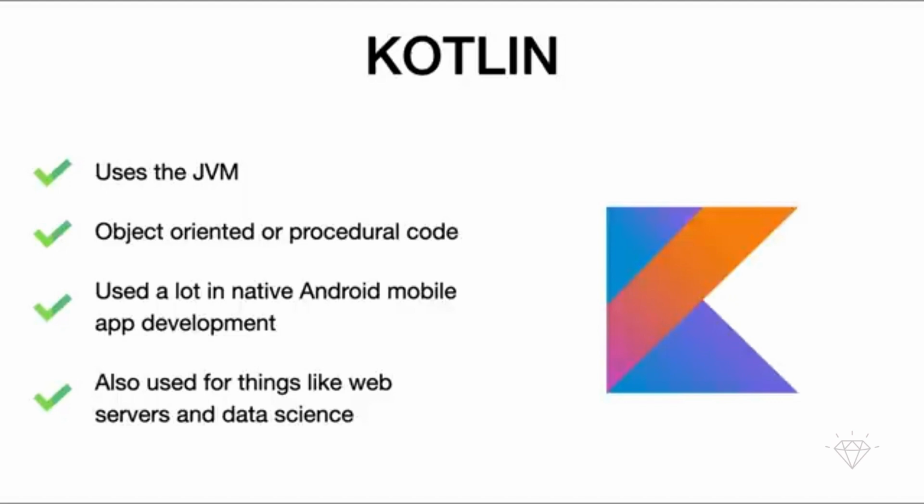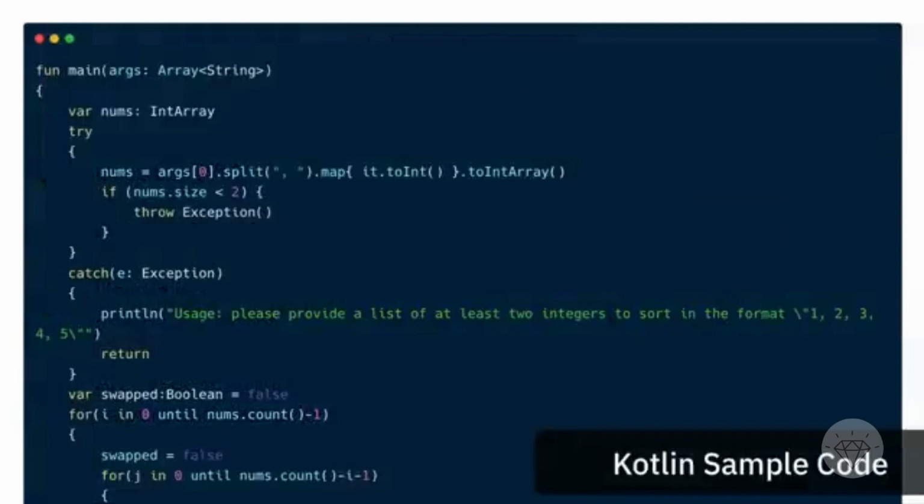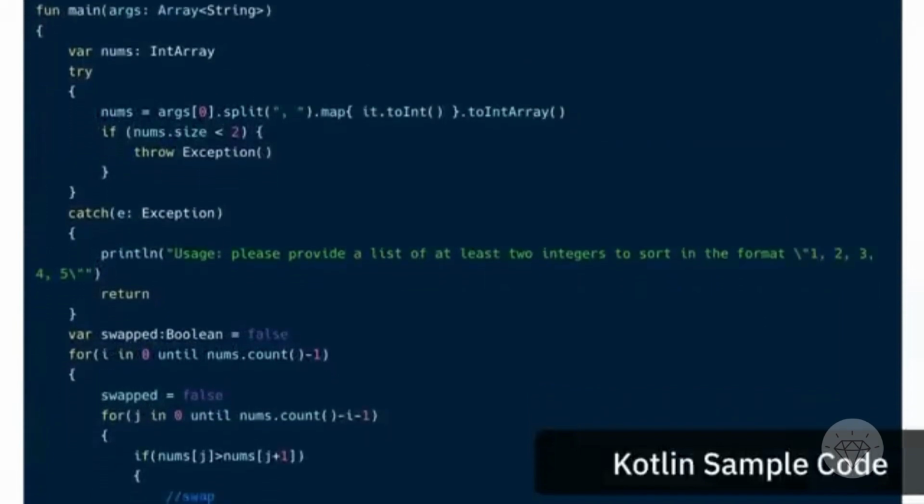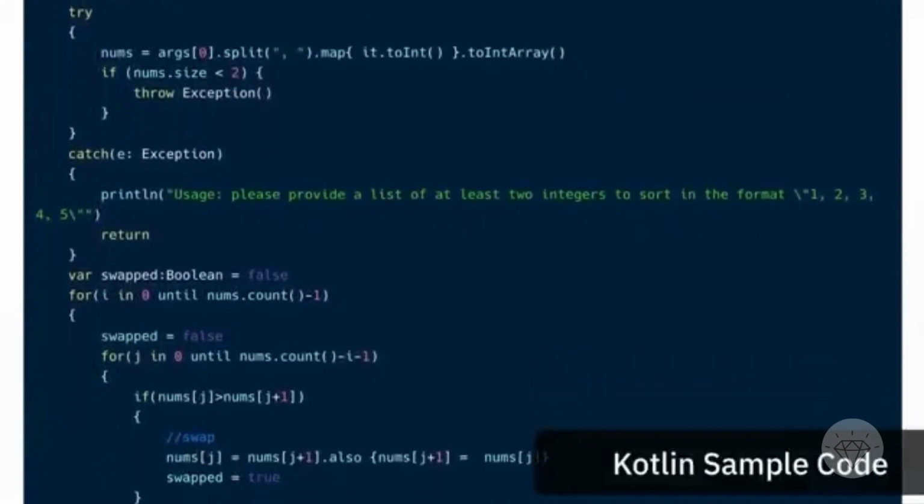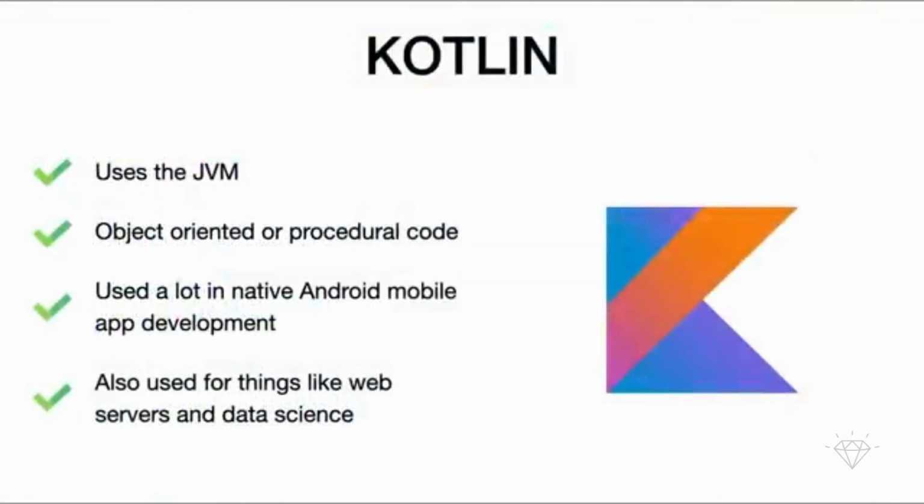I don't really have any experience with Kotlin, but it can be used as an object-oriented language or procedural code. In addition to mobile development, it can be used for web servers, data science, and much more. So as far as who uses Kotlin, you have Cash App, VMware, PlanGrid. These are some examples of services or companies' products that use Kotlin.